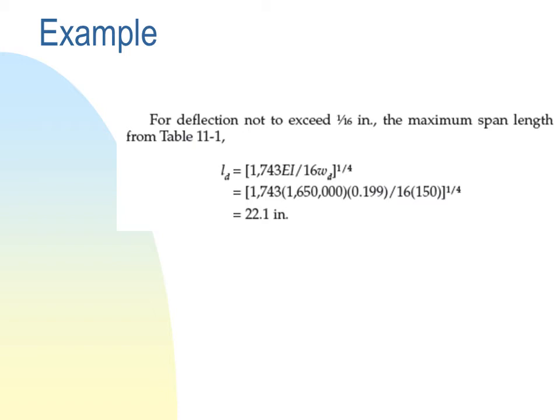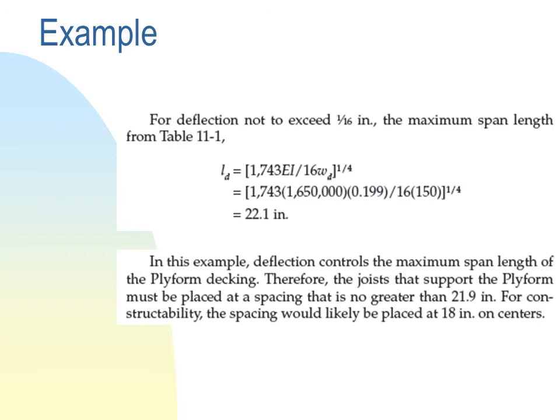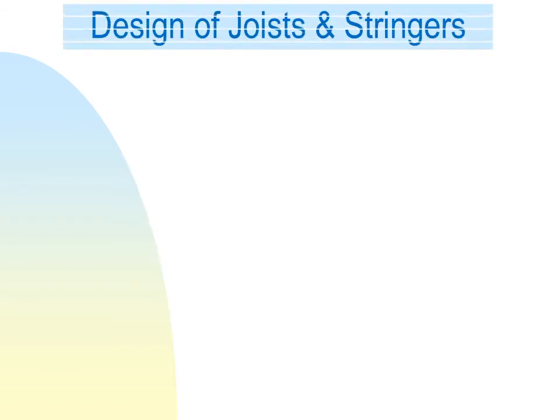So now we should pick the smallest, hence we'll say 21.9, but again you will never tell a laborer to space something at 21.9. So here in the specs it was mentioned that the joists should be spaced at 18 inch on the centers.